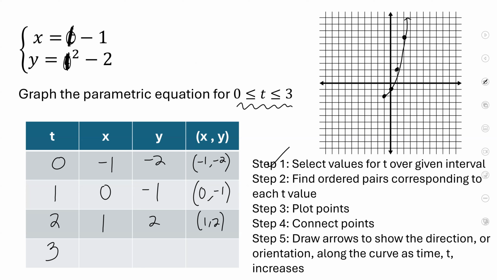Okay. So we found the ordered pairs, that's step 2. We plotted the points, that's step 3. I connected the points, that's step 4. Now I'm going to draw arrows to show the direction. This is also called the orientation, along the curve as time increases. So as the t values increase, it's going in this direction. So draw little arrows on your line. That's the way that it's going. As your t values increase, that's the direction that it's going in.